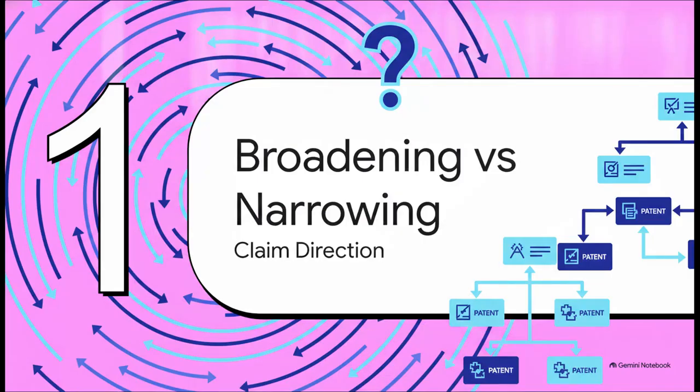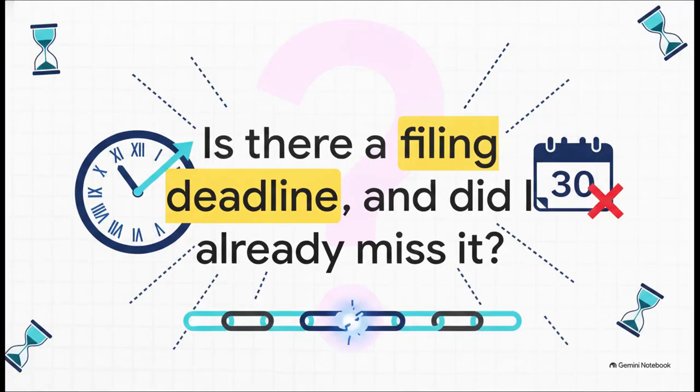Part 1. Broadening versus narrowing claims. The direction of your claim change dictates your entire strategy. Once you realize a correction is possible, the very next question is procedural. Is there a deadline I need to worry about, and have I already missed it? Time is absolutely the most unforgiving element of patent correction.